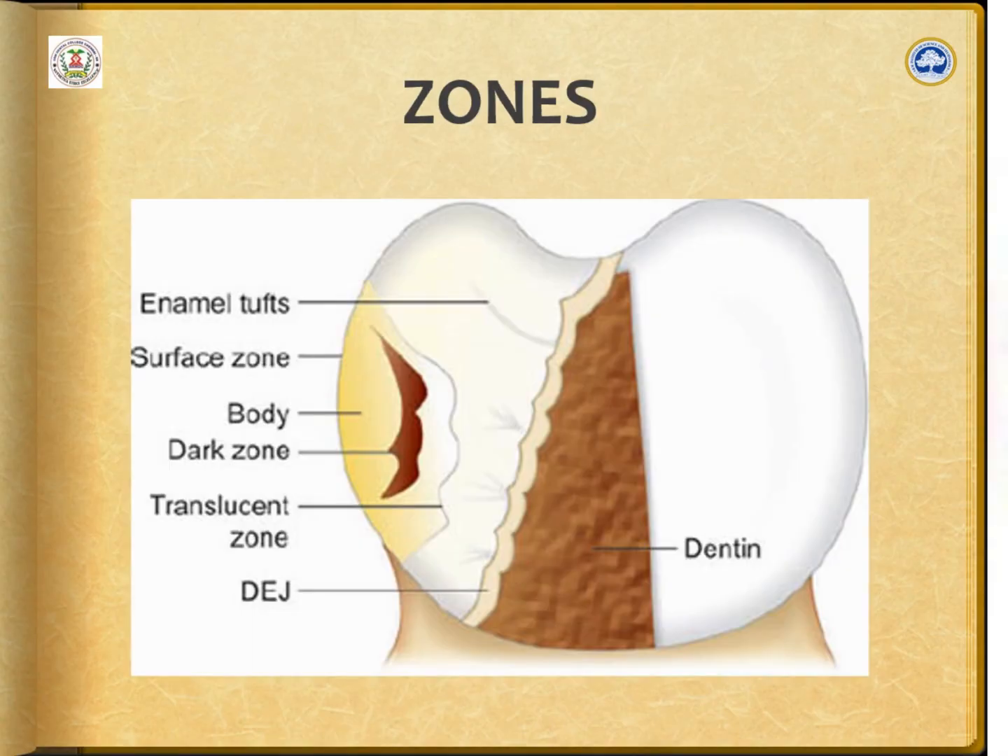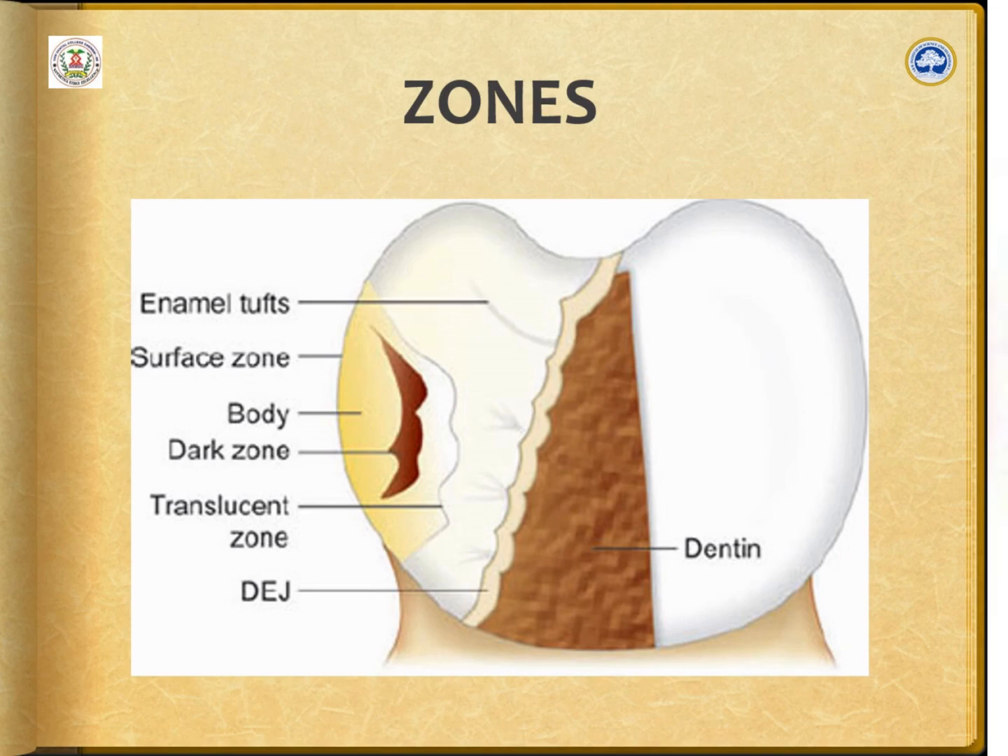So this is the picture depicting the different zones, and these are the enamel tufts. This is the surface zone, which is apparently unaffected. This is the body of the lesion, the greatest area of demineralization. Next is the dark zone, appearing dark because it's filled with air, and last is the translucent zone. So generally we remember it like TDBS, okay, so that's how it is easy to remember. So it is from the pulp towards outwards. So it is the translucent zone.